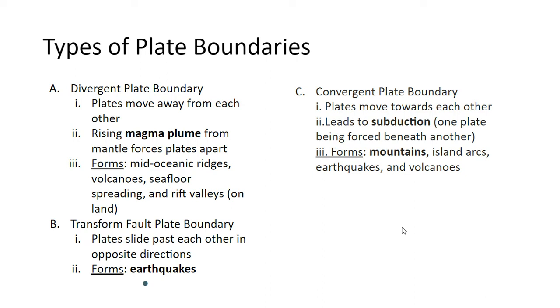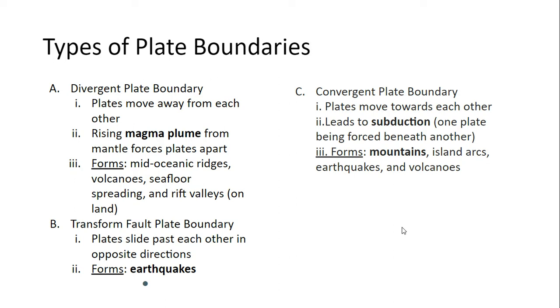Now, if we break down the plate boundaries into three types, we would get divergent, convergent, and then a transform fault plate boundary. Divergent plate boundaries, we know the plates are going to move away from one another, and as a result, rising magma is going to come upwards. We said this forms things like mid ocean ridges, volcanoes, seafloor spreading. A transform fault plate boundary is where those plates are going to slide past one another in opposite directions. And when we talk about earthquakes, they typically stem from a transform plate boundary.